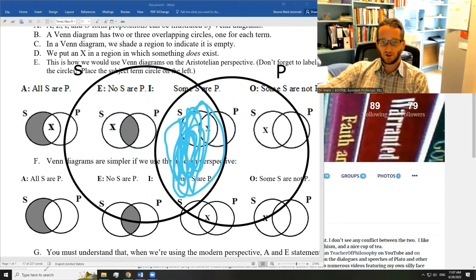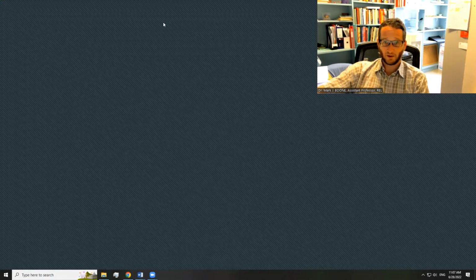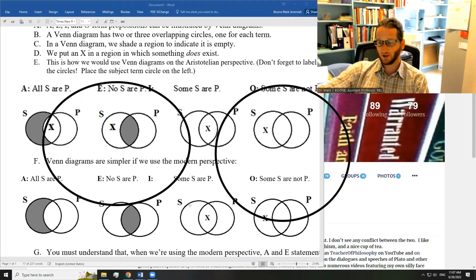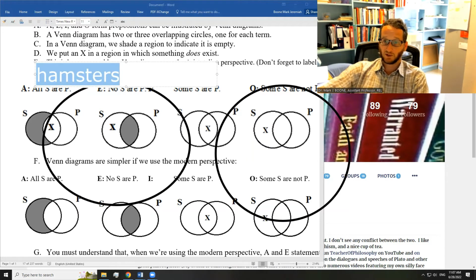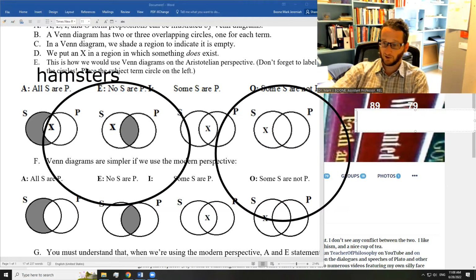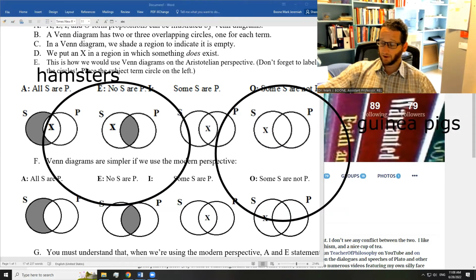You might be thinking, well, gee, shouldn't our circles not overlap if it's categories that don't overlap? So, for example, if you were talking about hamsters and guinea pigs, and you read a proposition that says no hamsters are guinea pigs, then you might think, I should label one circle the hamster circle. Remember, our terms need to be plural, so make it plural. Label one circle the hamsters circle and one the guinea pigs circle, and draw them separate, not overlapping.